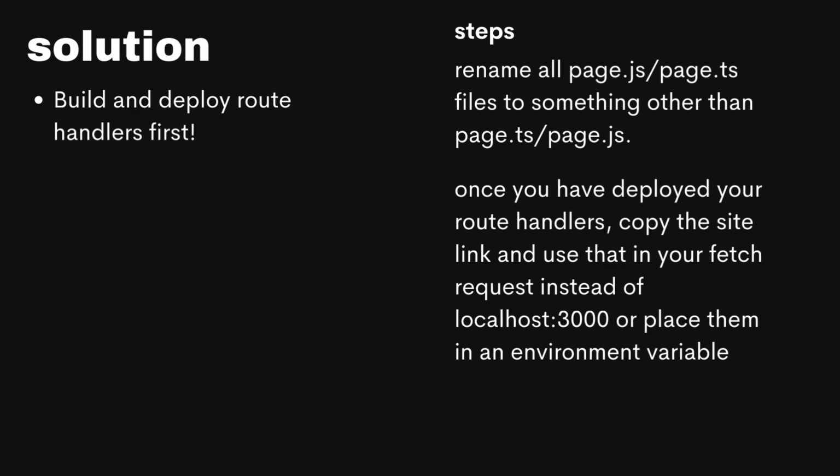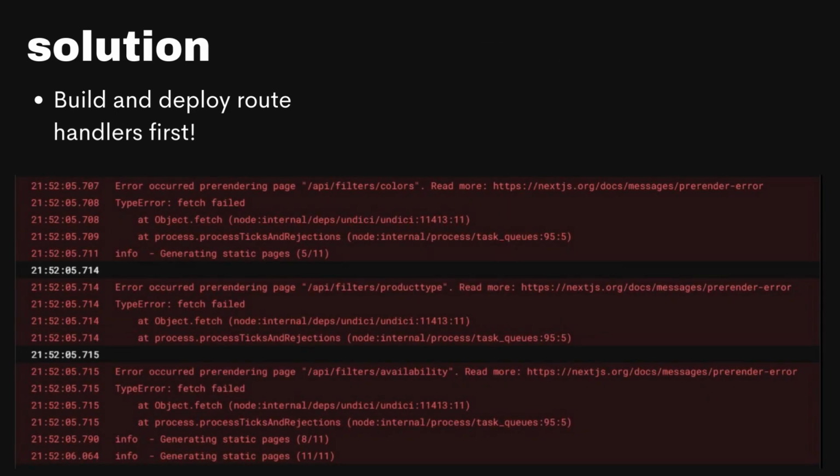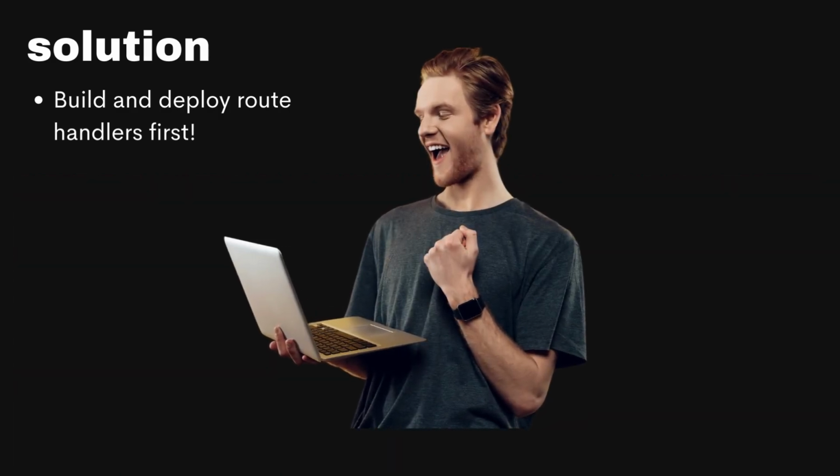Once your route handlers are live, use the provided domain name or URL from your hosting service to make the request from your server components. Then revert the names of the page files you edited back to page.js or page.ts and redeploy. This will resolve the fetch errors you encountered during deployment, and your app will be successfully deployed.